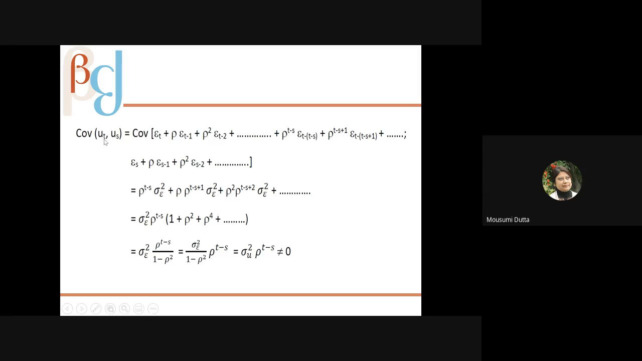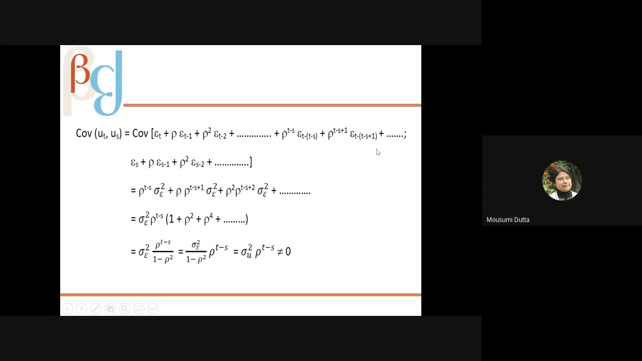In the first series, the T series, I am also bringing S. S is another number, so I am also putting T minus S. So epsilon T minus S, rho to the power T minus within bracket S minus 1, which is T minus S plus 1. So epsilon T minus within bracket S minus 1, which is T minus S plus 1, if you open the bracket. So this thing will be the part of UT.